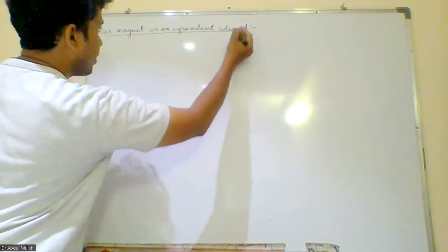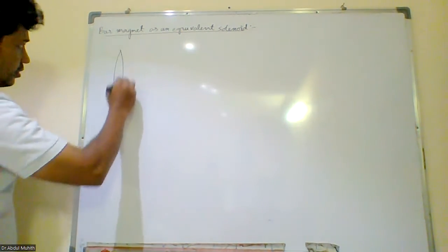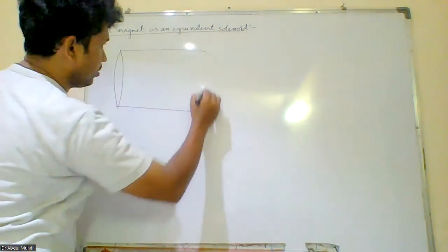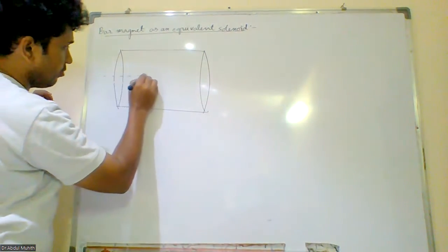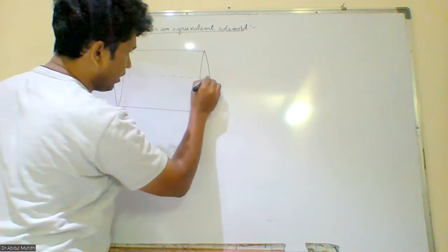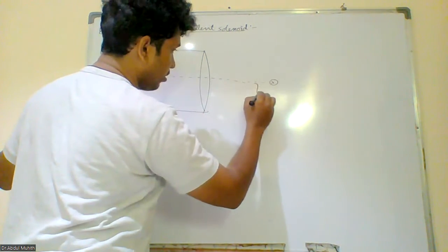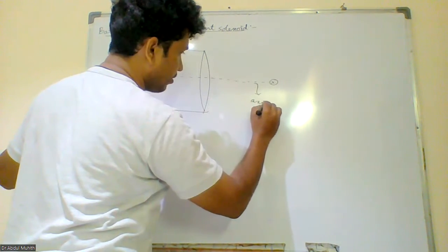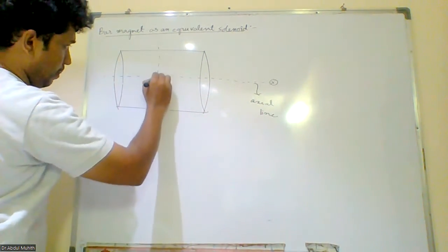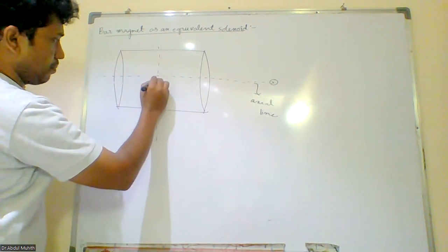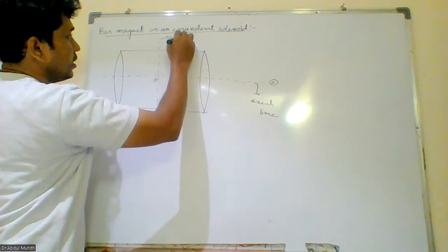So, bar magnet as an equivalent solenoid. Suppose this is a solenoid, okay? And what is this line called? Equatorial or axial line? Very good, that is the axial line. What about this line? Equatorial line. Very good, this line is equatorial.